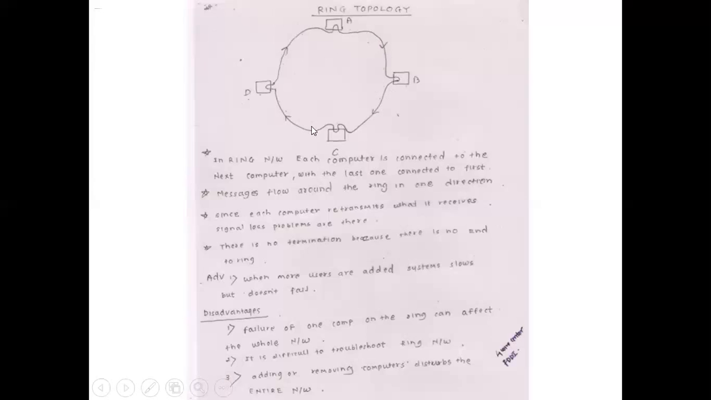Likewise, these are the four machines; likewise, 400 machines can be connected to this ring. So what are the advantages? When more users are added, the system slows down but doesn't fail. Then you can ask me how I can directly say this: it is observed practically, because it is proven mathematically as well as practically.